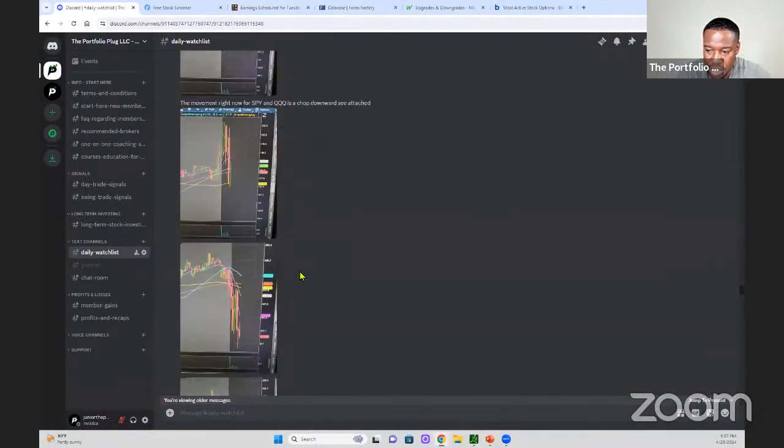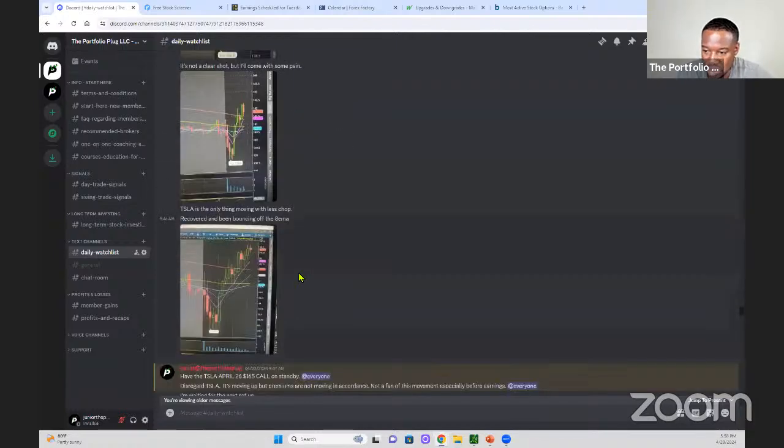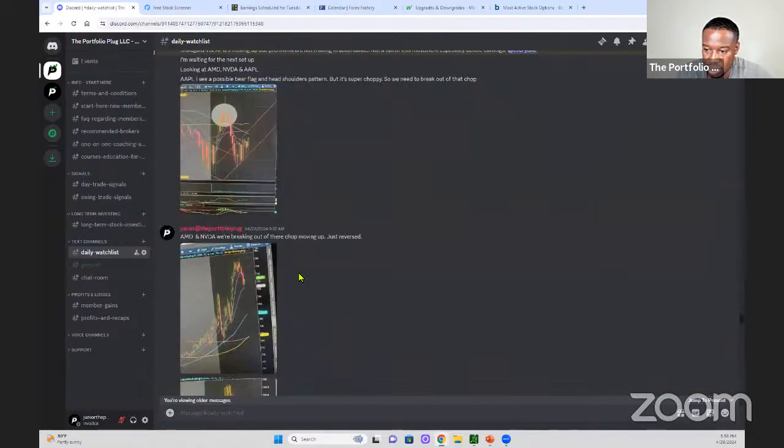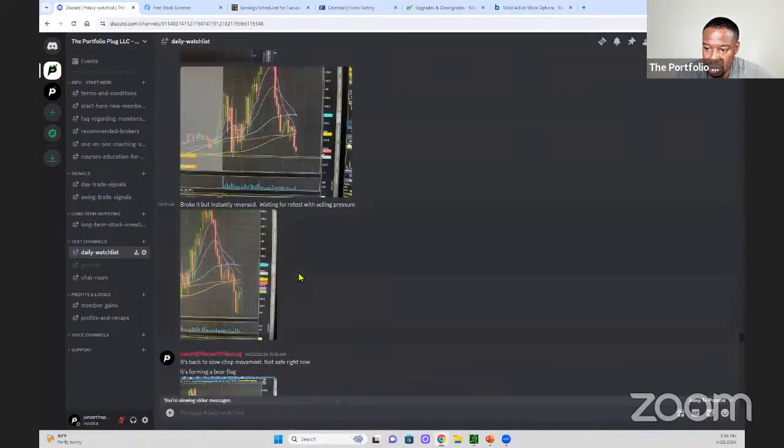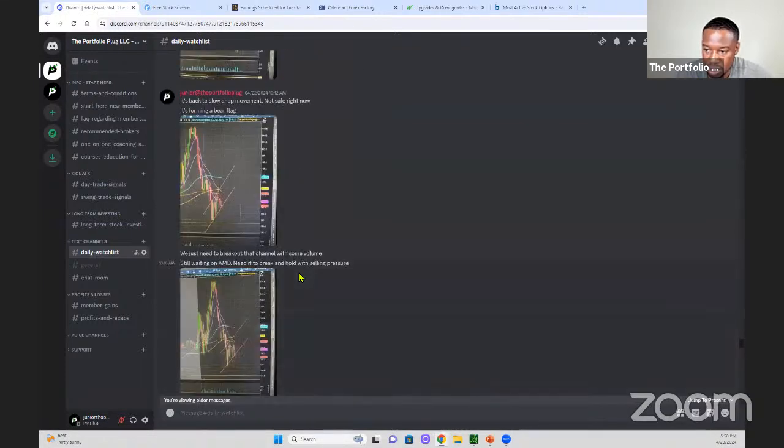And then you don't need to know every single pattern. You just need to know a couple patterns and just stick with it. You'll see them regularly. All right, that's all you really need.